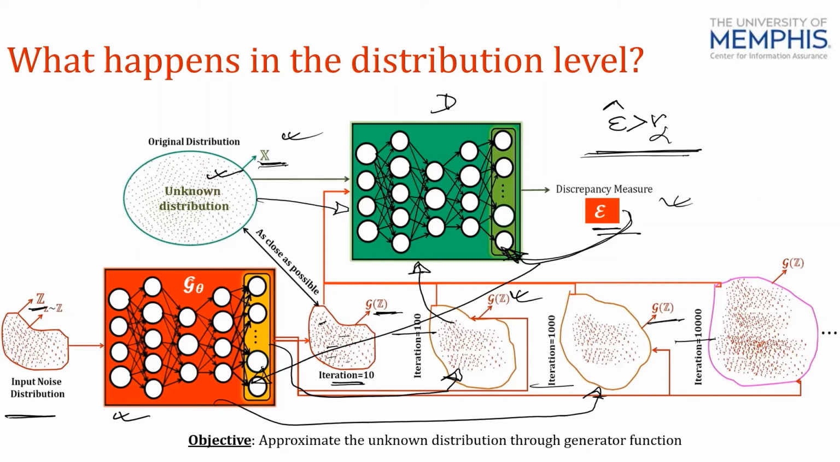That means this epsilon hat will be less than R alpha, where R alpha is the rejection threshold. So in that case, as we can recall, our null hypothesis, that is H naught, that the original distribution equals GZ, will be accepted. That means the discriminator is fooled.